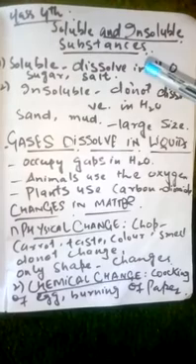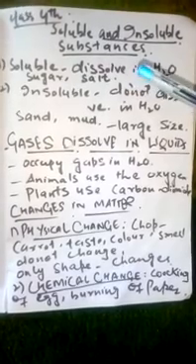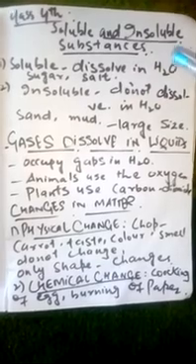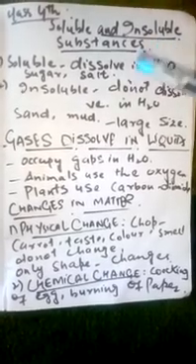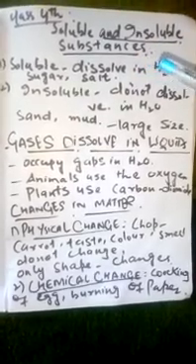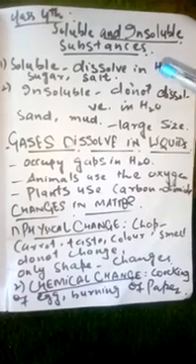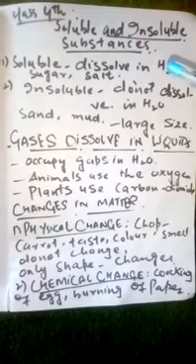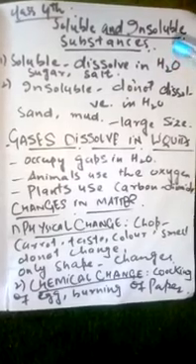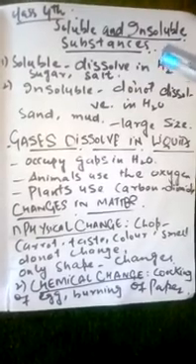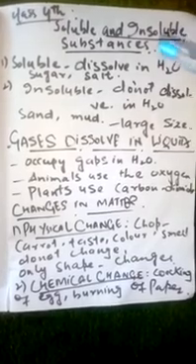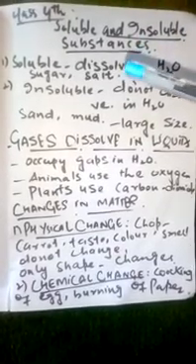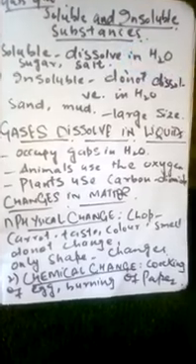The examples of soluble substances include sugar, salt, etc. Students, for example, if you dissolve sugar in a cup of water, sugar dissolves completely and forms a solution, and thus sugar is called a soluble substance because it dissolves completely in water. Same is the case with salt.